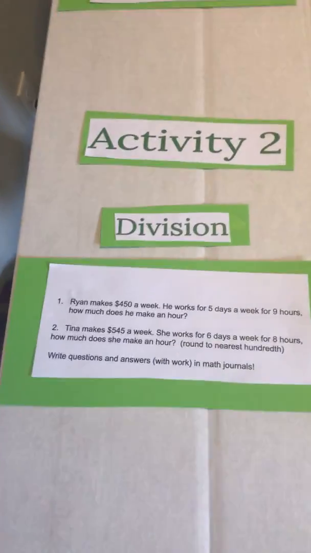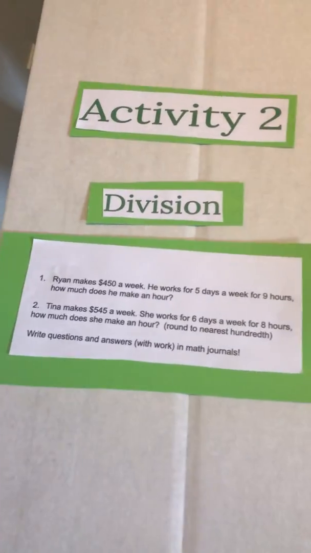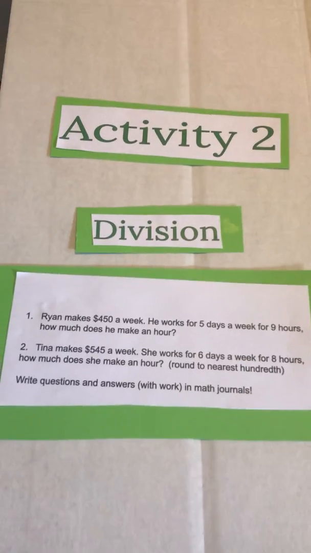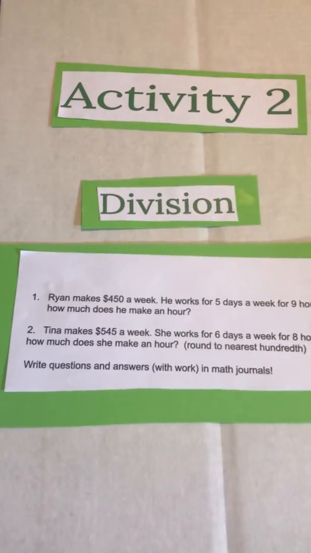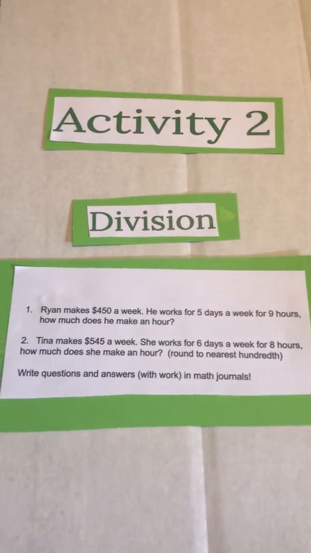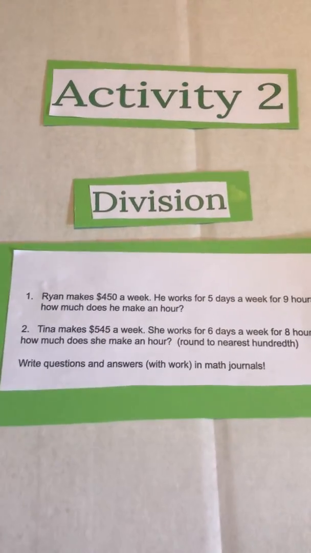For activity two, very similar to activity one, however, this one's about division. So instead of finding how much they make in a week, you're given how much they make in a week, and then you have to use the days in the week and the hours to find how much they make per hour. So that's activity two, that's division.